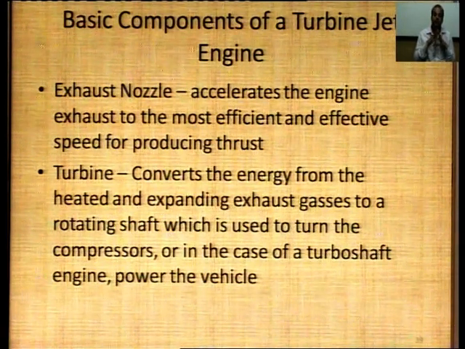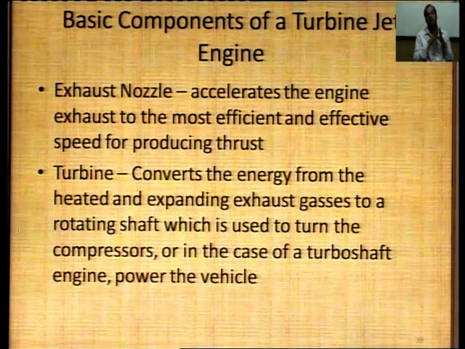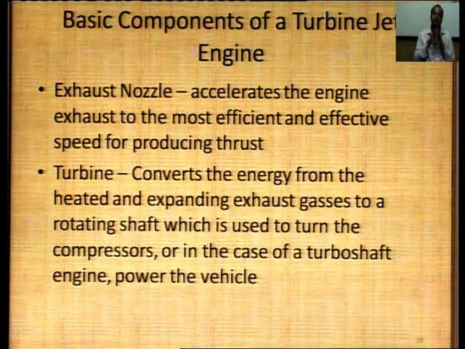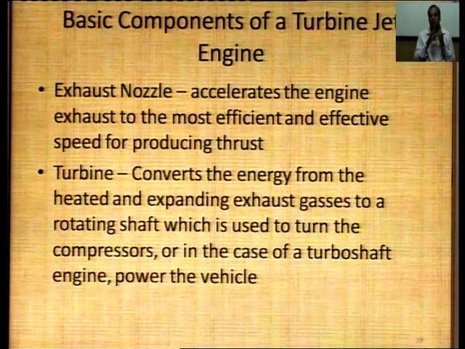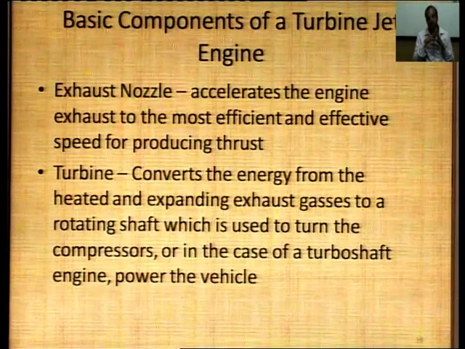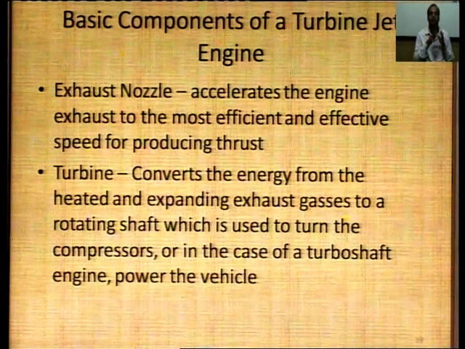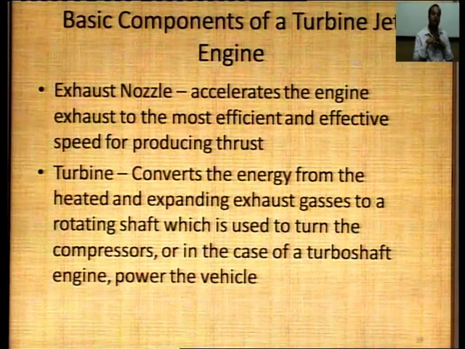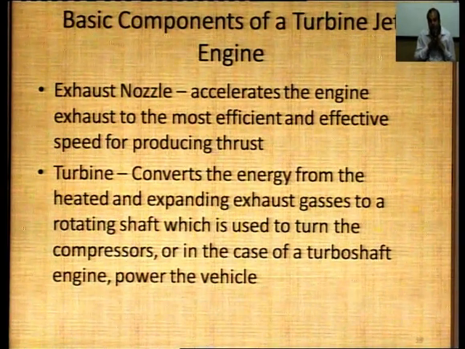Basic components of a turbojet engine. In continuation, the next part is the exhaust nozzle. What is it? It accelerates the engine exhaust to the most efficient and effective speed for producing thrust. Next part is the turbine. The turbine converts the energy from the heated and expanding exhaust gases to a rotating shaft, which is used to turn the compressor or, in the case of a turboshaft engine, power the vehicle.